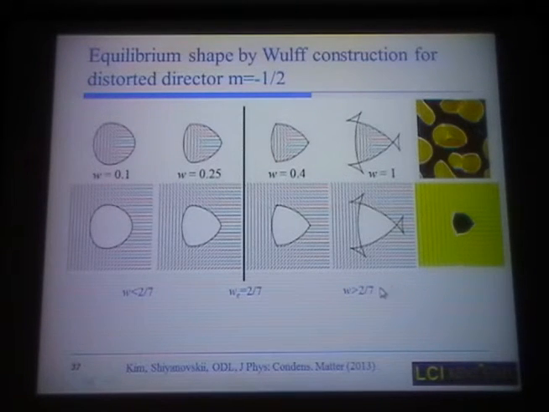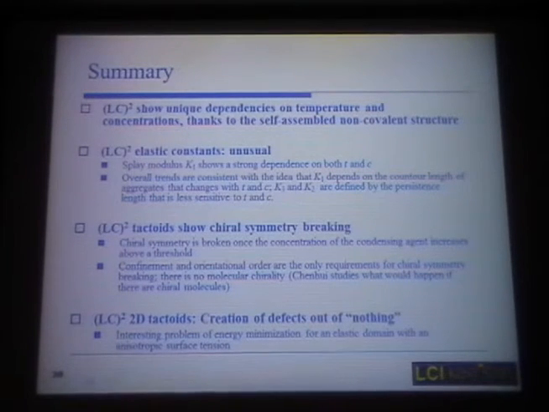So I would like to finish by saying that LC squared are very interesting. You have two axes to control them, temperature and concentration. You can measure the elastic constants that show huge anisotropy when you compare twist to splay and bend. That leads to interesting things such as chiral symmetry breaking in a situation when there are no chiral molecular species. And you can explore the nucleation of the nematic phase from the point of view of generation of topological defects and their collective behavior in the system.